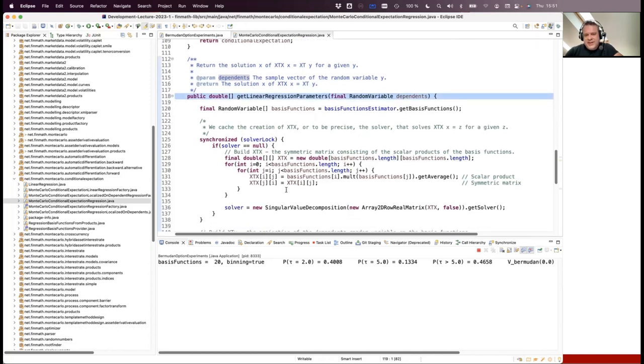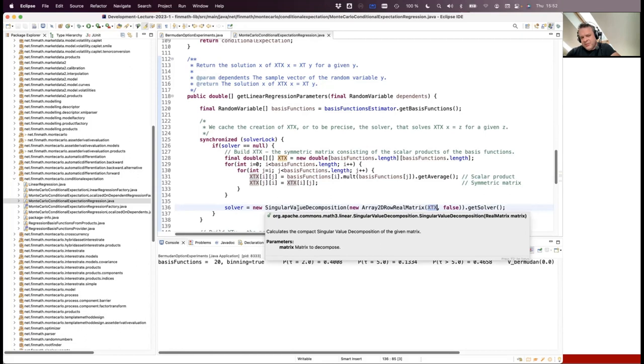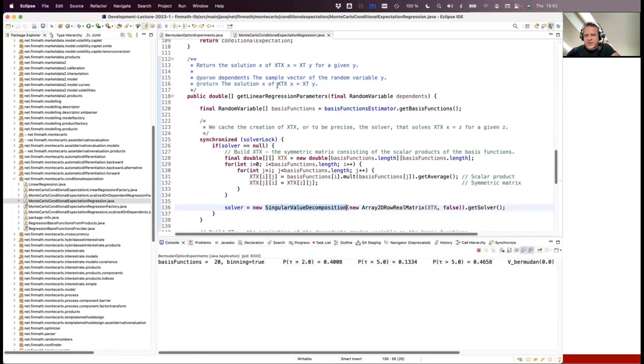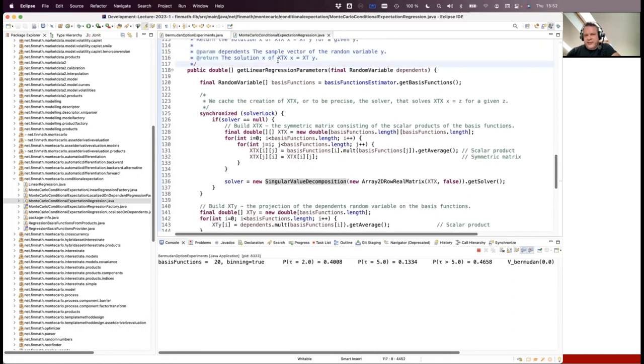The x transpose x is formed here. This is just basis function i, scalar product with basis function j. So x transpose x is just the scalar products of each of these basis functions. The matrix is symmetric. So I build this matrix x transpose x. Then I use a library, Apache Commons Math, that has a solver that allows me to solve this equation. Actually, I use singular value decomposition, which allows finding a solution even if x transpose x is not invertible. So a generalized inverse. This is the left-hand side of my linear equation.